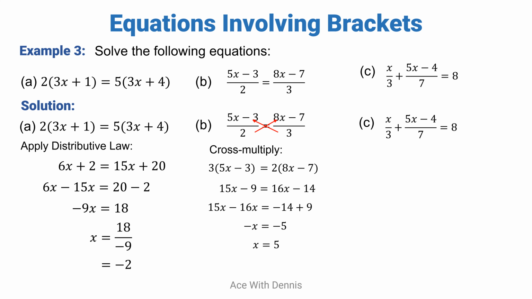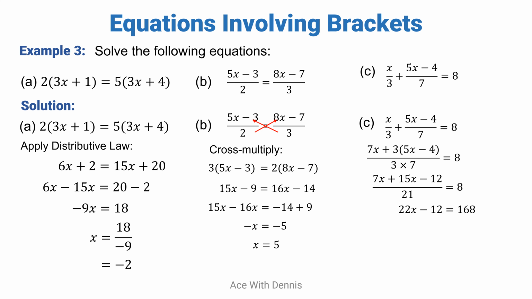So we want to make them have a common denominator by just multiplying the 3 and 7 together. Alright, and the top part is 7x plus 3 bracket 5x minus 4. Then the denominator is 3 times 7, then equals 8. Now expand the bracket. 7x plus 15x minus 12 over 21 equals 8. Now I move the 21 to the right side. So 8 times 21 is 168. And the numerator, we simplify, it becomes 22x minus 12.